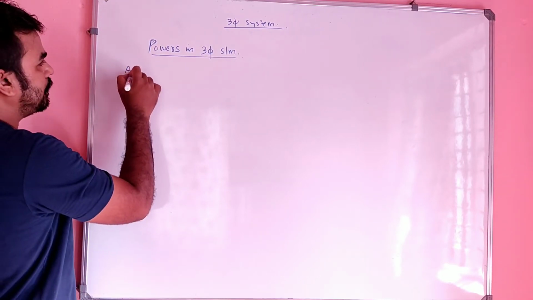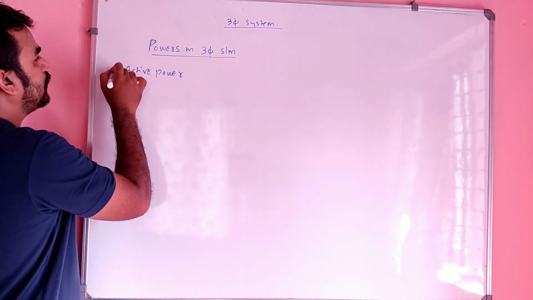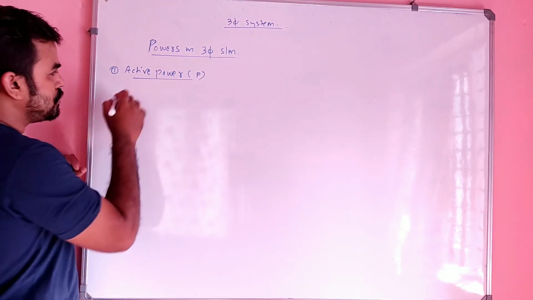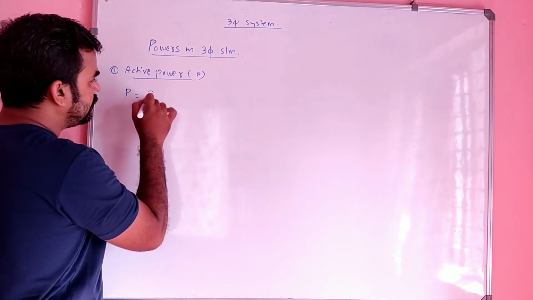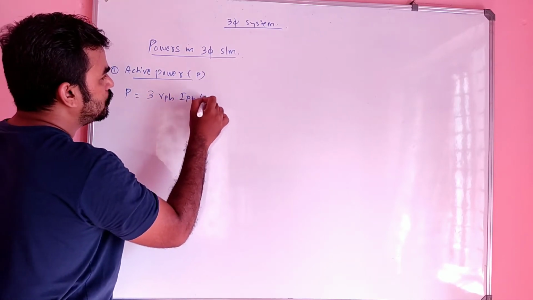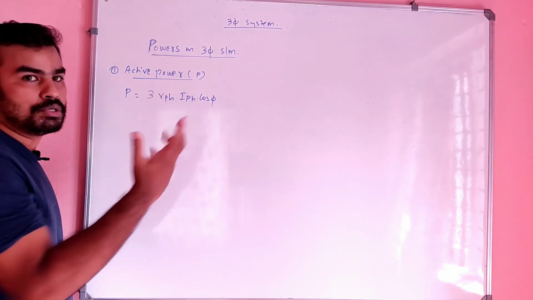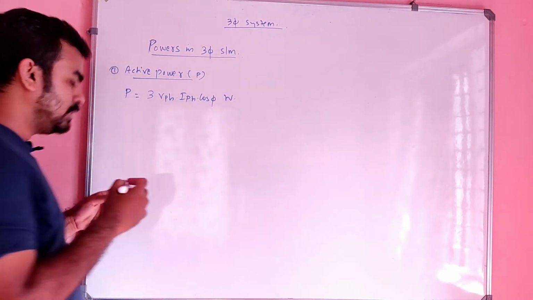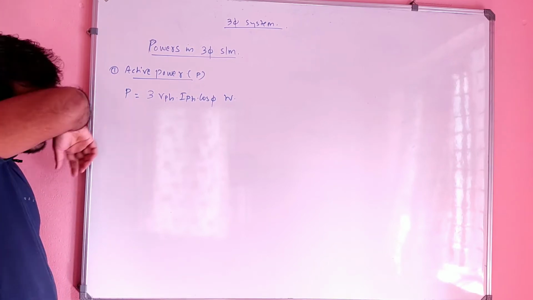First one is active power, which is represented by P. The equation for active power in a three-phase system is 3 into V phase into I phase into cosine of the angle between V phase and I phase, that is cos phi. 3 V phase I phase cos phi, that is the active power equation.